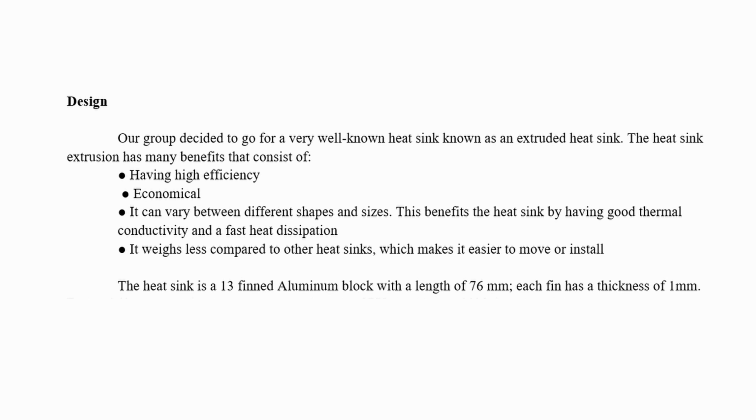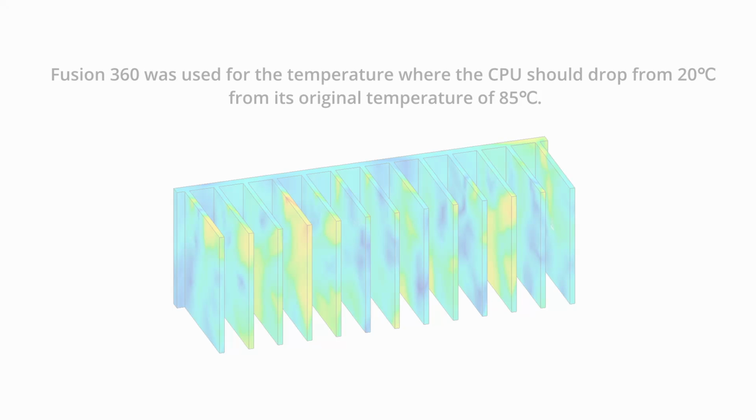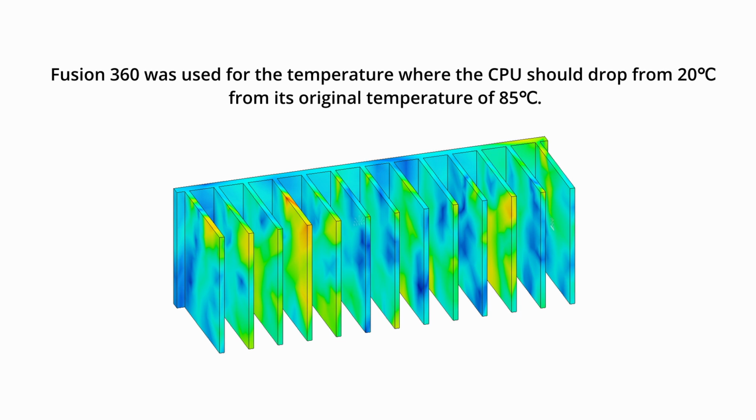The heatsink is a 13-fin aluminum block with a length of 76 millimeters. Each fin has a thickness of 1 millimeter. Fusion 360 was used for the temperature, where the CPU should drop by 20 Celsius from the original temperature of 85.